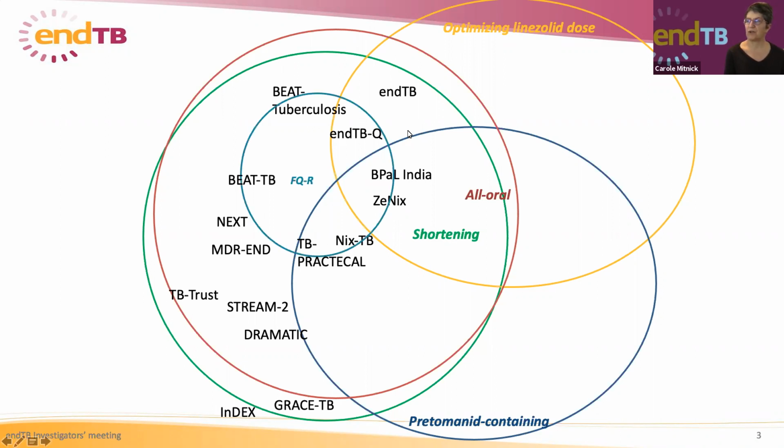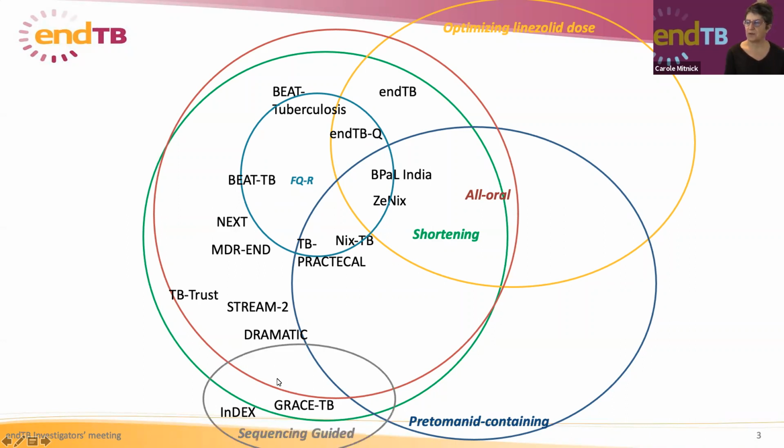This next circle focuses on quinolone-resistant TB. You can see that NTBQ is the only trial that's fully within the quinolone-resistant TB circle, indicating that it is the only trial that is exclusively enrolling patients with quinolone resistance. There are many others that include patients with quinolone resistance and also those perhaps with injectable resistance or with treatment non-responsive or treatment-intolerant TB.